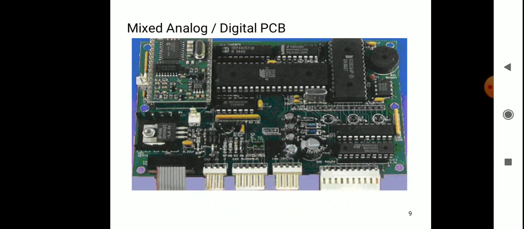You can see analog and digital. In this you can see the microcontroller chip is there, and other different chips are there. So these are the digital devices. And another, the capacitor, all those are analog devices. So that's why it is called a mixed analog and digital printed circuit board. You can see in the diagram.